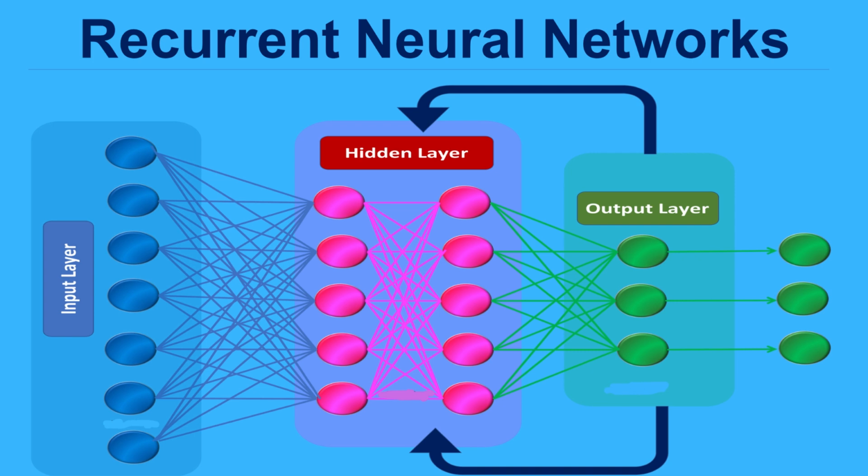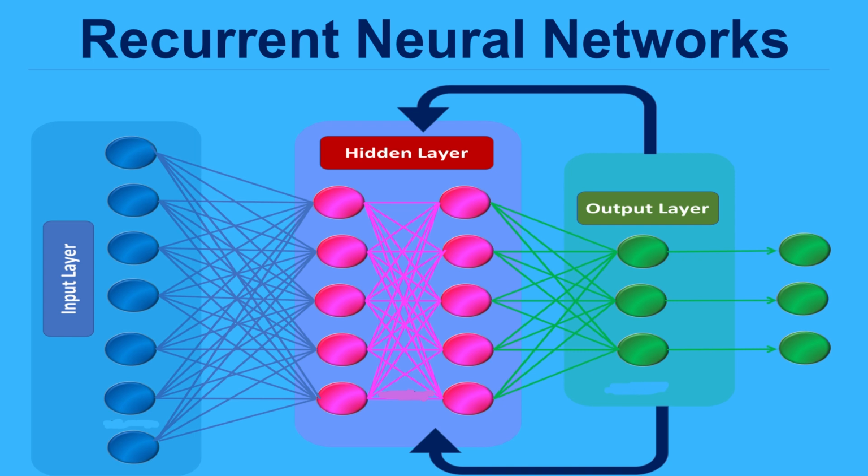This hidden state is updated at each step in the sequence and can be thought of as a memory that allows the network to remember previous inputs. The current input and the previous hidden state are combined to produce a new hidden state, which is then used to make a prediction or generate output.